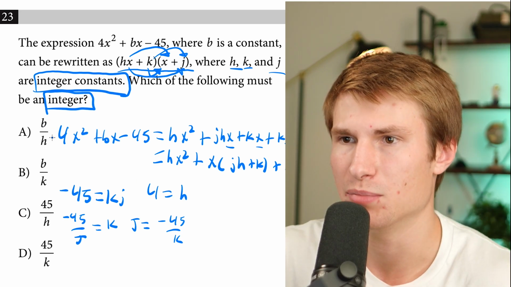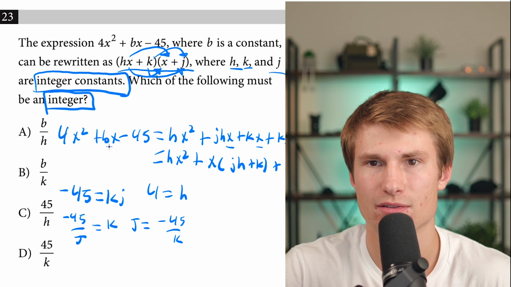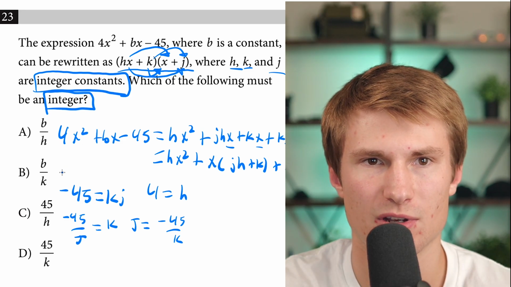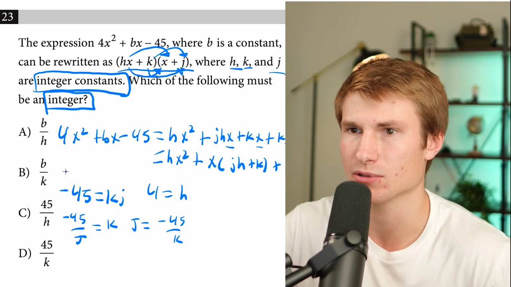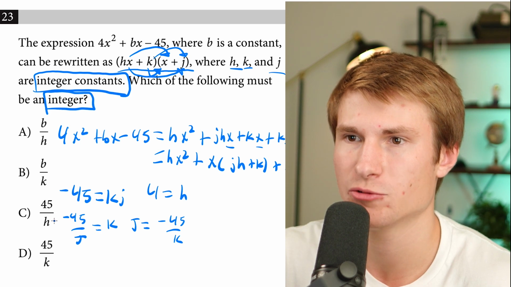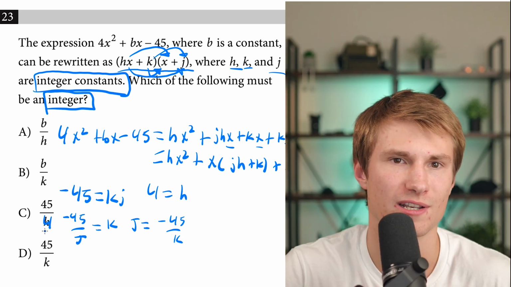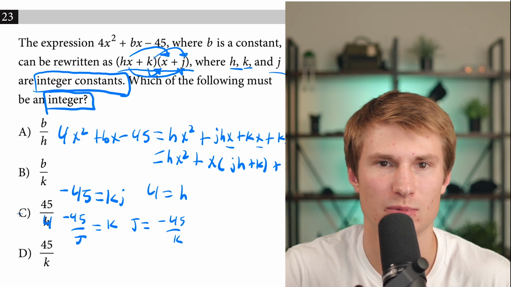We have option A, b over h. Obviously we don't have the value of b, so that's not going to be our answer, at least not at this point. B, b over k. Once again, I'm not really looking for the value of b. Down here, 45 over h. We know h is 4. 45 over 4 isn't an integer. It is a decimal, but it's not an integer.